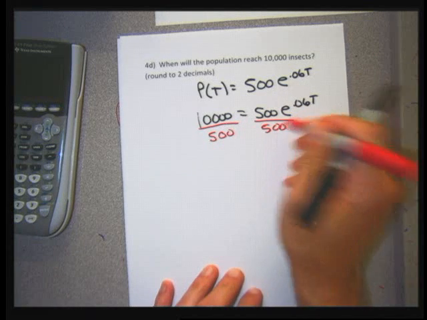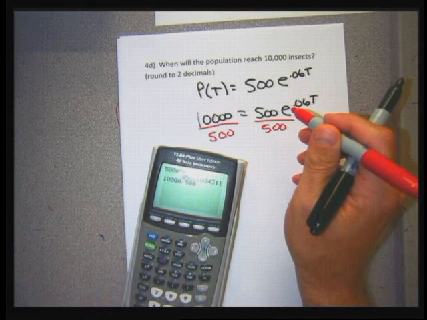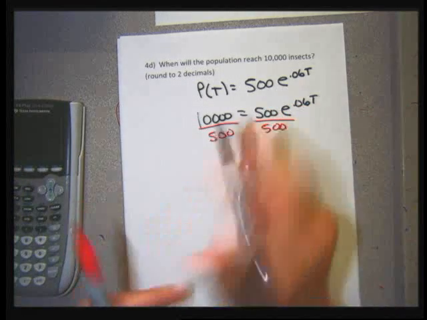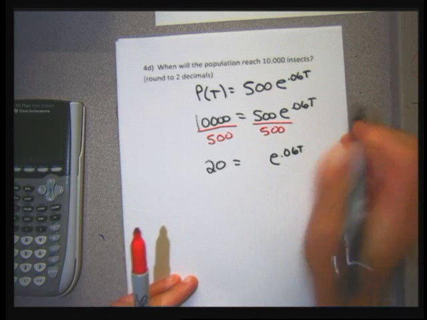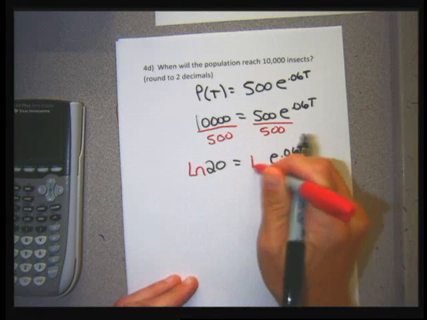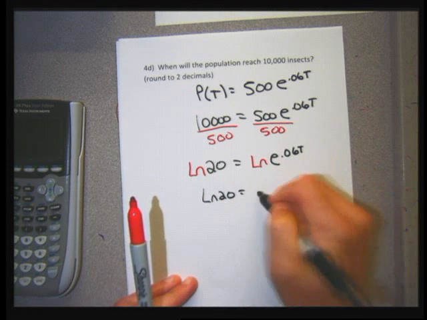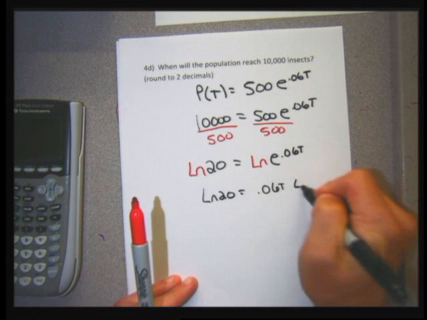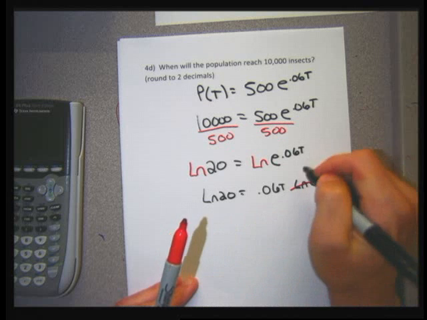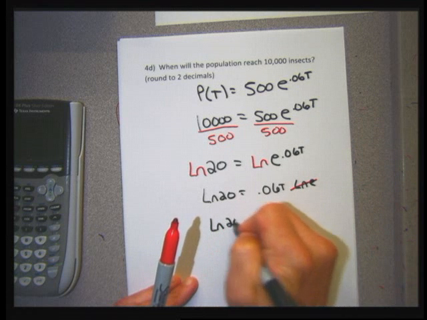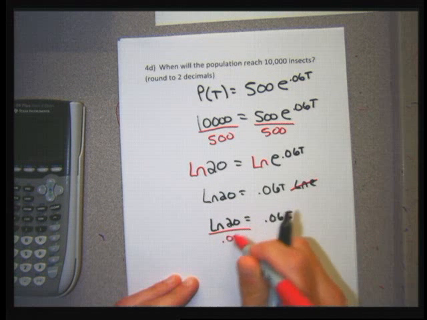To solve this, I'll divide both sides by 500. On the left side, 10,000 divided by 500 gives me 20. So I get 20 equals e to the 0.06t. I'm going to take the natural log of both sides. I'm going to leave the left side at the natural log of 20. The right side, I'm going to write 0.06t times the natural log of e. But the natural log of e is 1, so I don't need to write it. So I can write this as the natural log of 20 equals 0.06t. Now I divide both sides by 0.06.